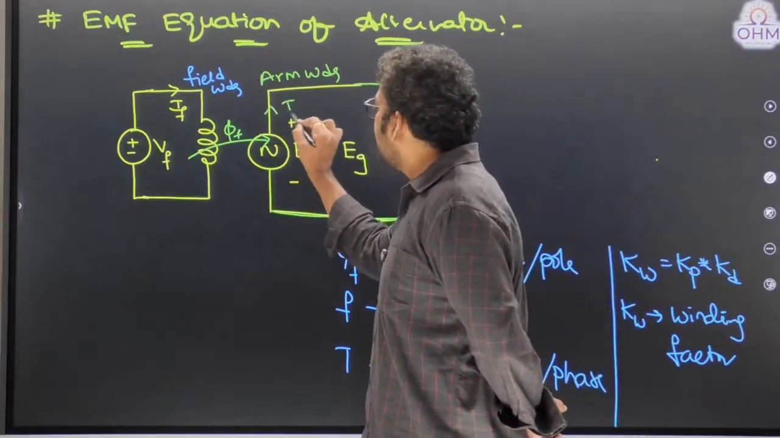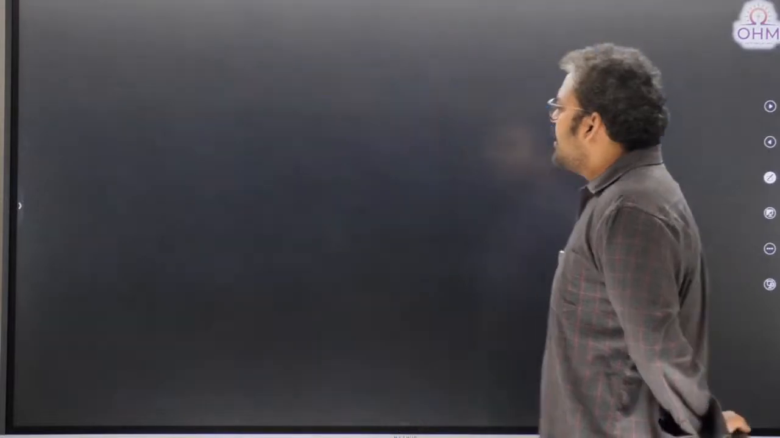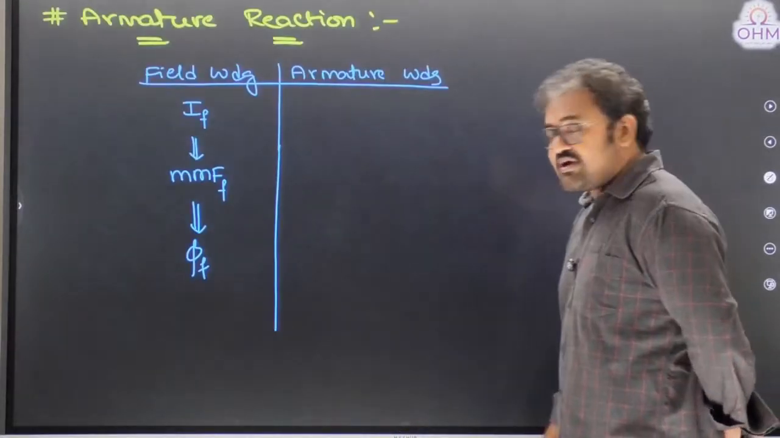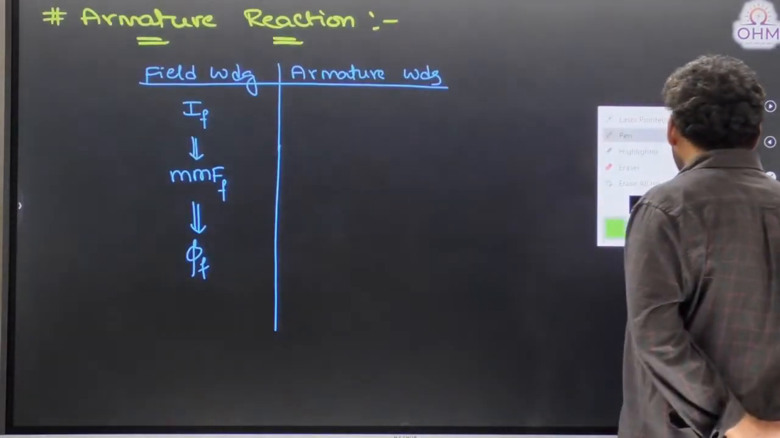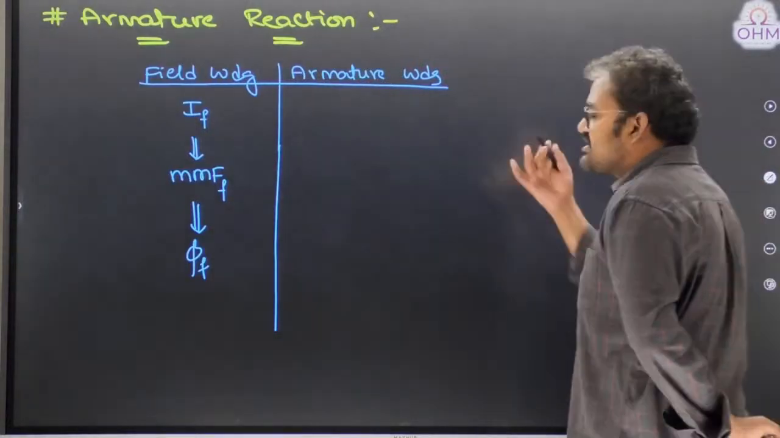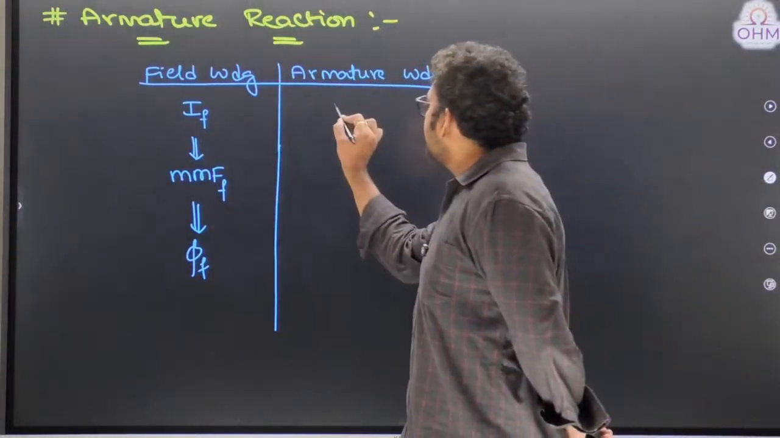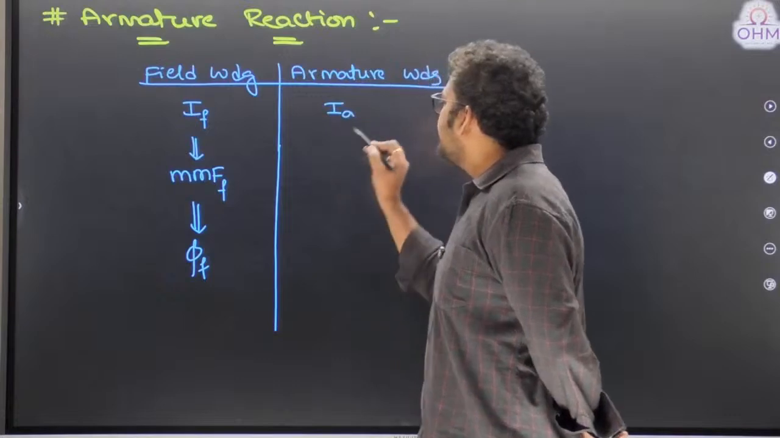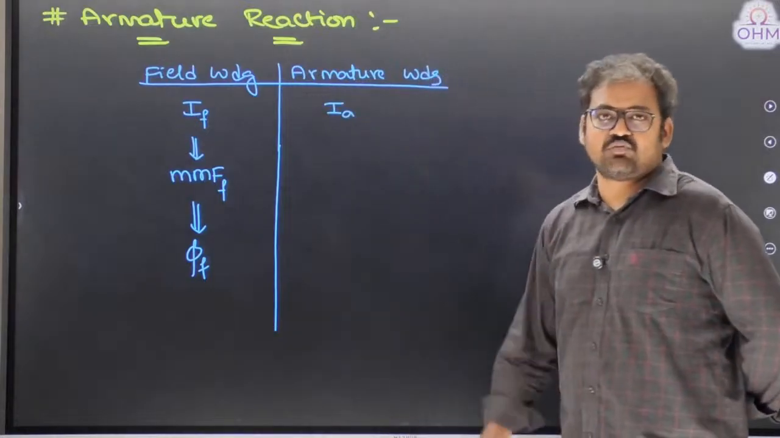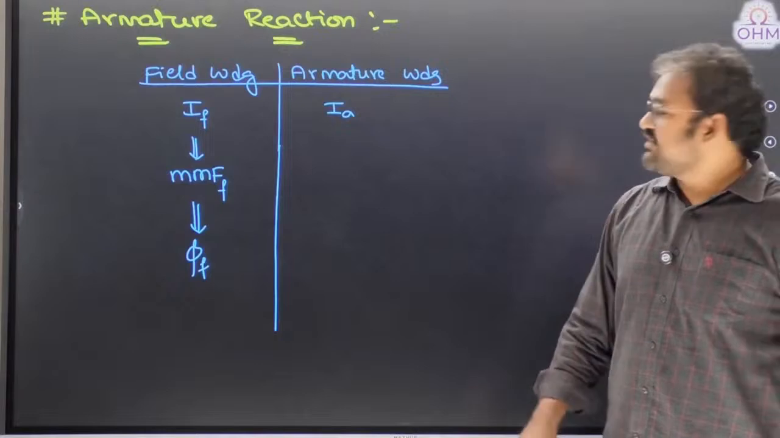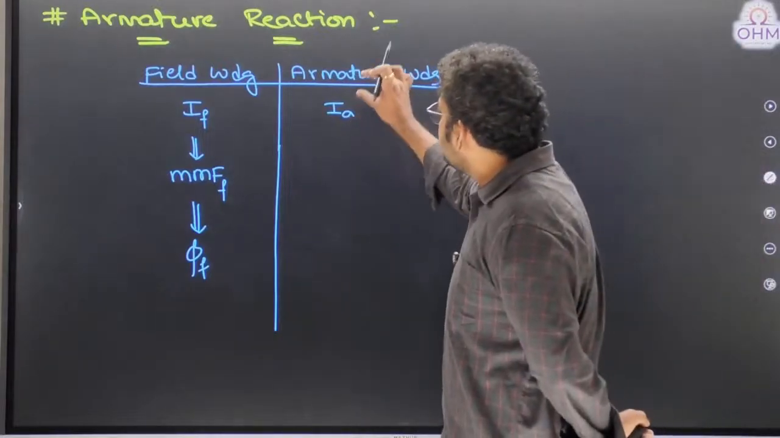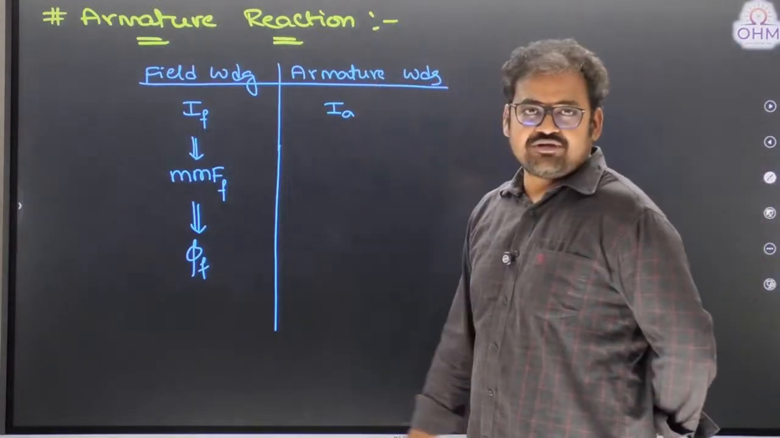We call it armature current. So armature winding will generate a current only when load is connected to the generator. I'm keeping generator in mind. So armature winding will generate a current known as armature current once load is connected. Therefore, can I say armature winding is now also carrying some current through it?